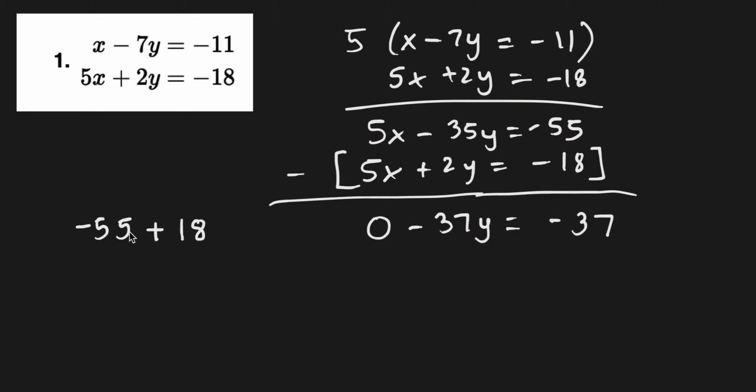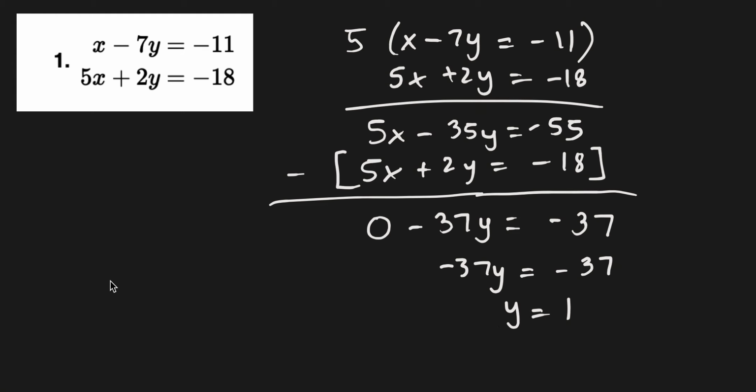How did I do this? You can rewrite this as 18 minus 55 if you wanted to. And then you just subtract 55 minus 18 and turn that into a negative, of course. Anyway, that's just going to be equal to this. So this is negative 37y is equal to negative 37. So y is equal to 1. Just divide both sides by negative 37. y is equal to 1.